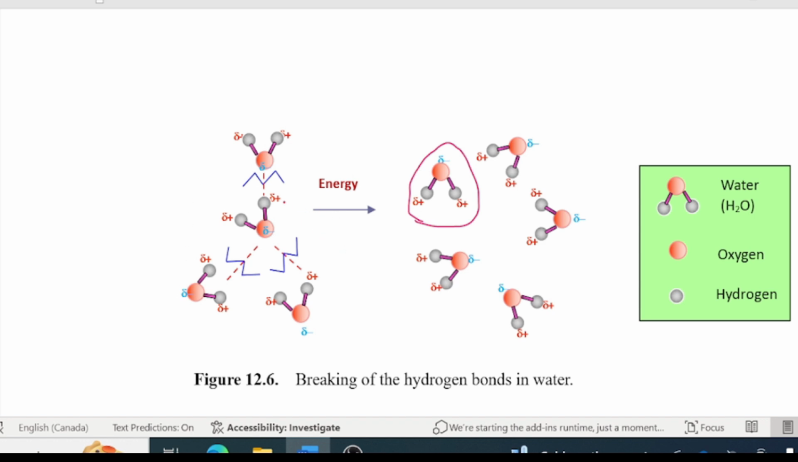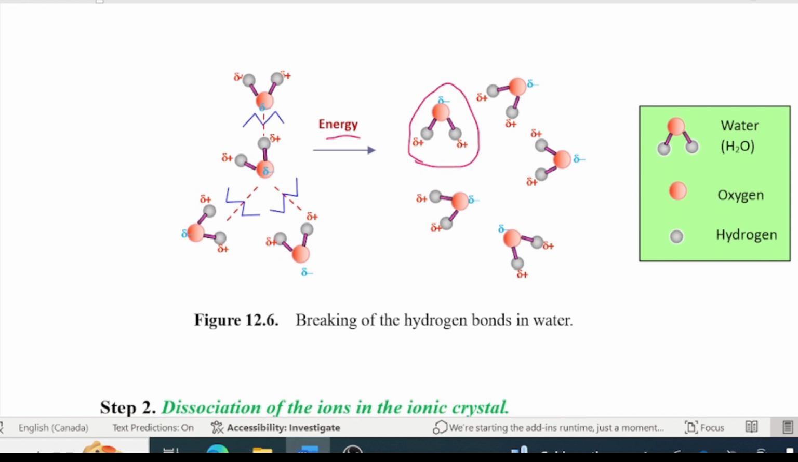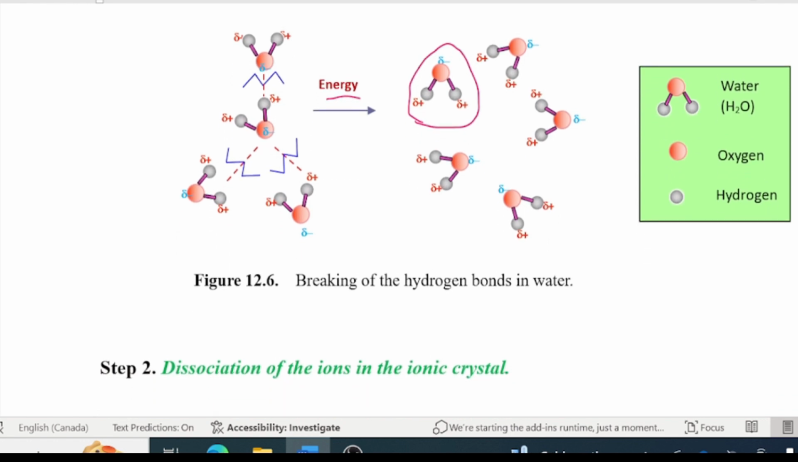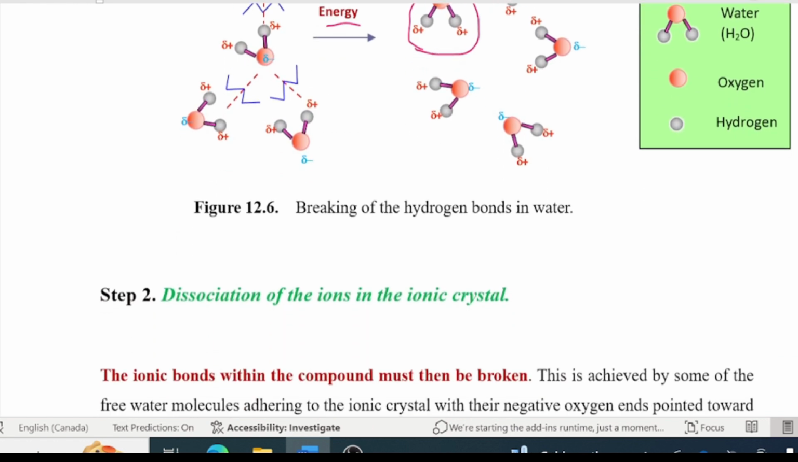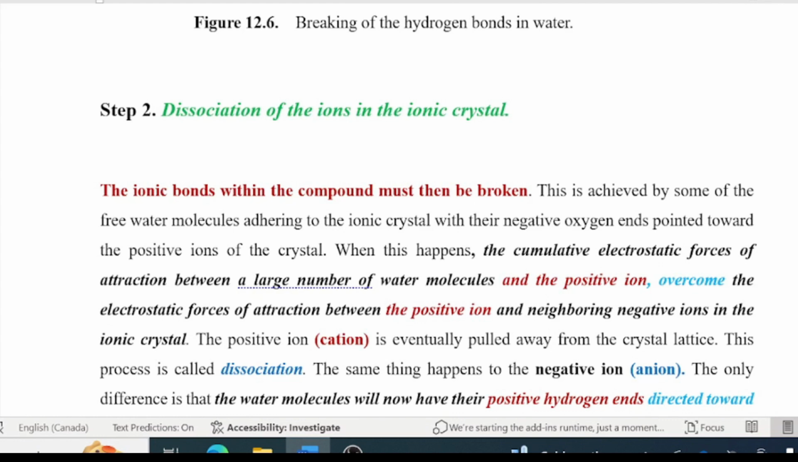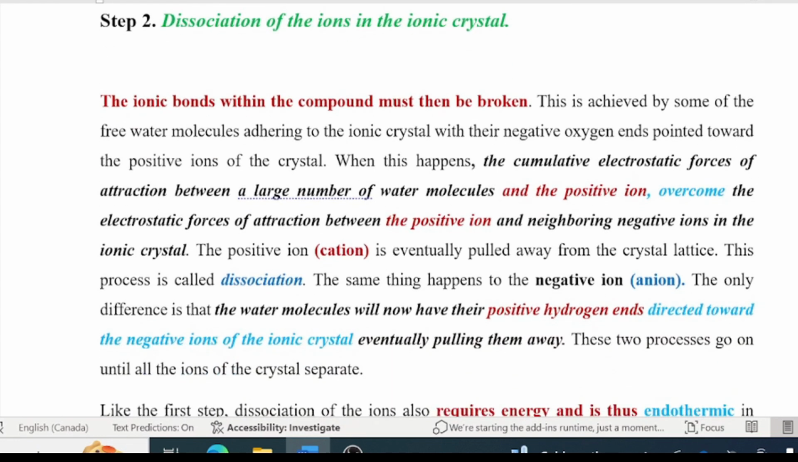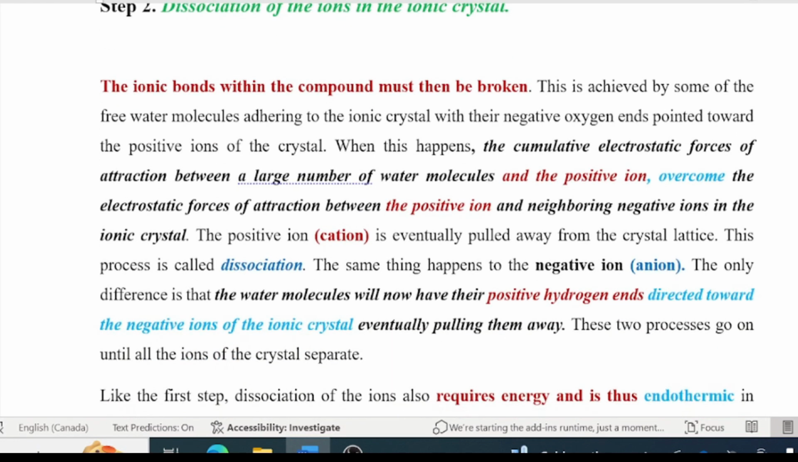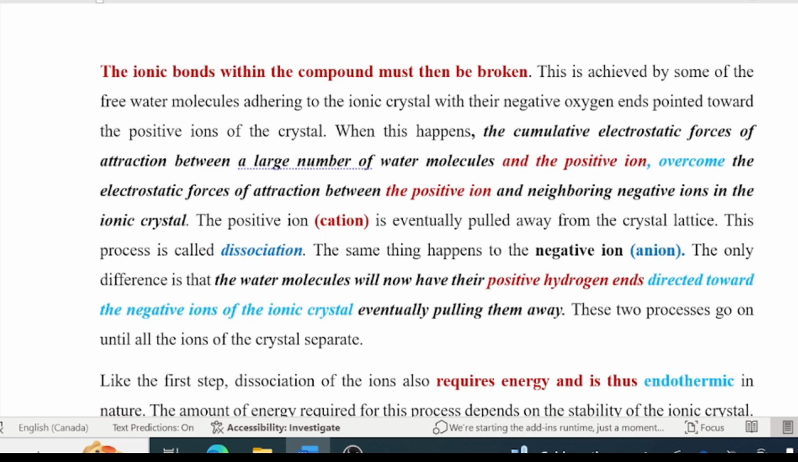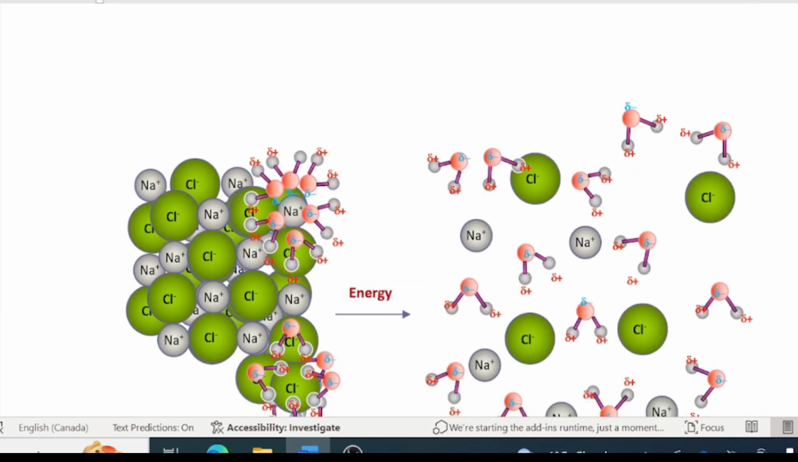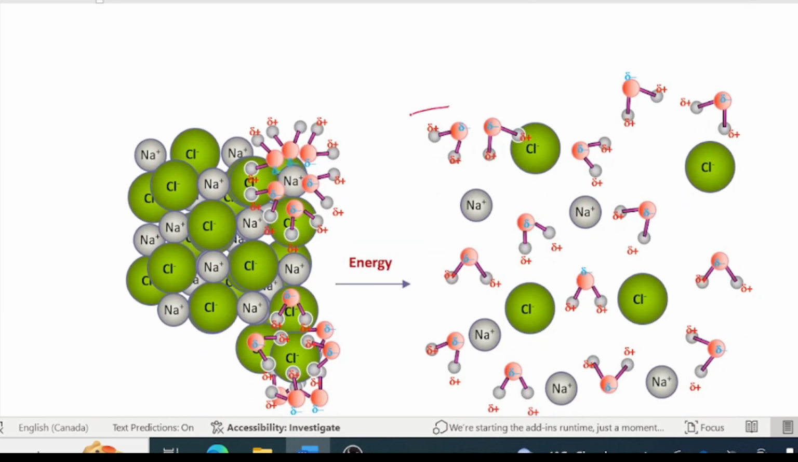So some energy, first of all, must be used to break these hydrogen bonds here and to free up these molecules here, because we'll need them now to do the next process. So breaking of the hydrogen bonds entails the use of energy. Dissociation of the ions in the crystal. I allow you to read this because I'll use the figure beneath to explain that. Okay. Here are our free water molecules. All right. That's why you broke the hydrogen bonds there just now.